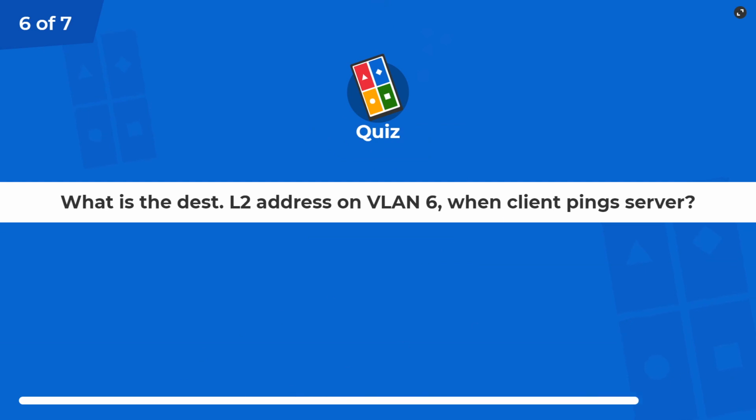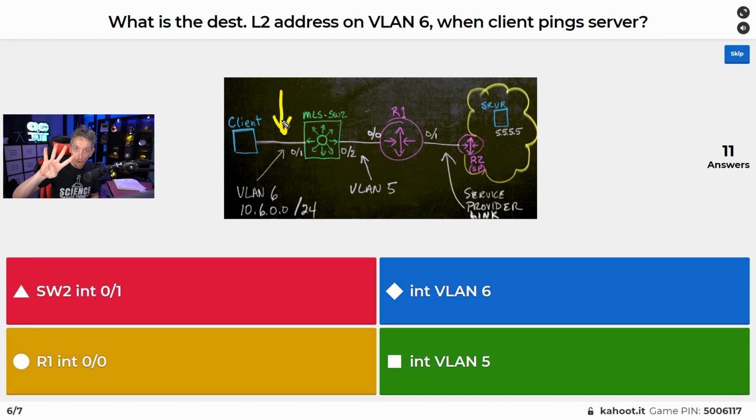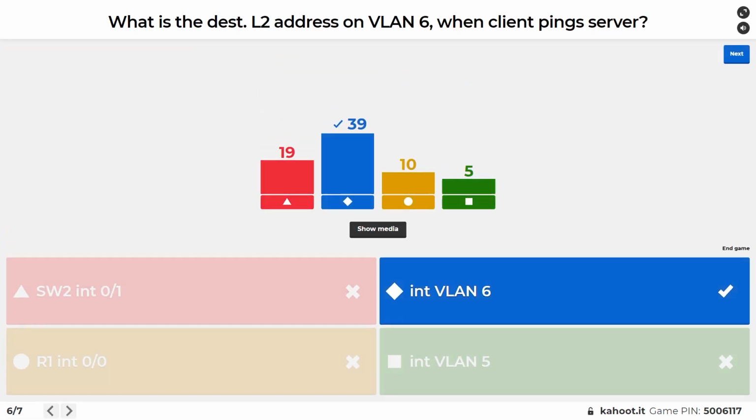What is the destination layer 2 address on VLAN 6 when the client pings the server? I will make a mark here. That is at this point right here in the network. That's what we're talking about. So the client's pinging the server. What is the destination layer 2 address where that yellow arrow is? What is the destination layer 2 address on VLAN 6 when the client pings the server?